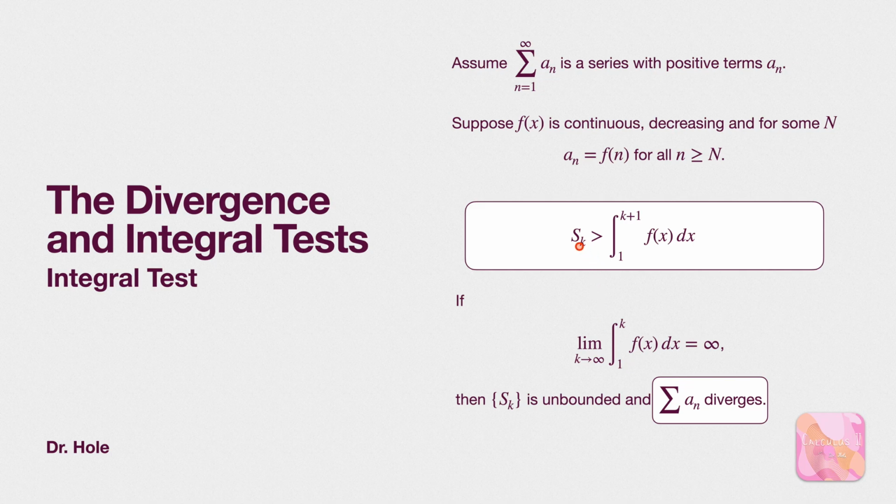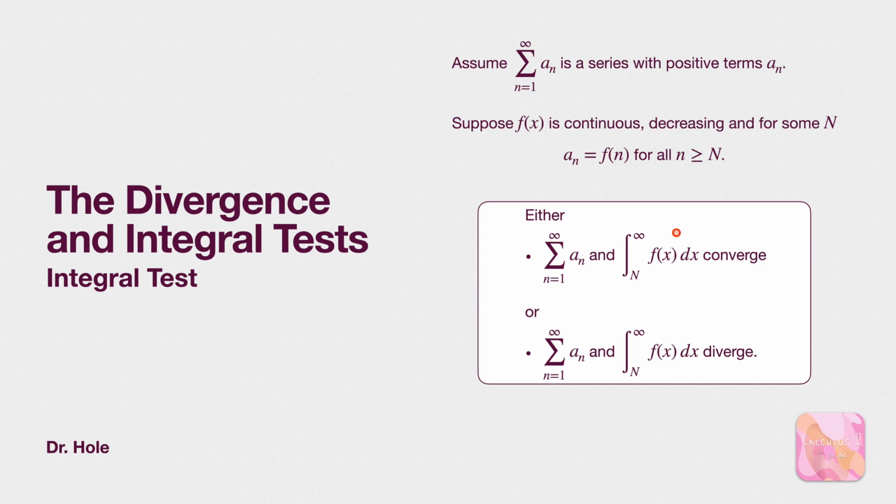So how is that done? Well, the kth partial sum is going to always be bigger than, under the given conditions, the definite integral from 1 out to the index plus 1. So if we find that this quantity blows up, if it diverges to infinity, then the sequence of partial sums is going to be unbounded, which means that the sequence of partial sums cannot converge. And if the sequence of partial sums does not converge, then the series does not converge, i.e., it diverges.